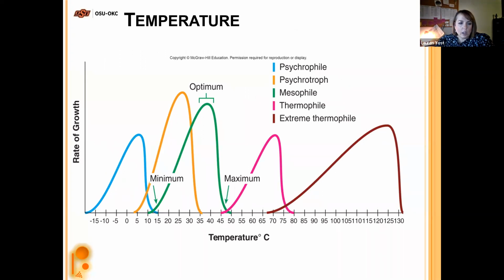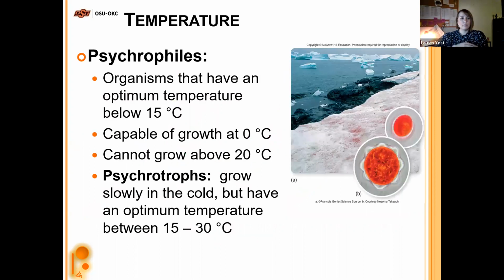This is just showing the growth curves for each of these at their temperatures and what type of organism grows at these temperatures. So the psychrophiles are organisms that have an optimum temperature below 15 degrees Celsius. They can grow at 0 degrees and cannot grow above 20. Psychrotrophs grow slowly in the cold, but they have an optimum temperature between 15 to 30, so more like room temperature. But they can grow in the cold, just slowly.